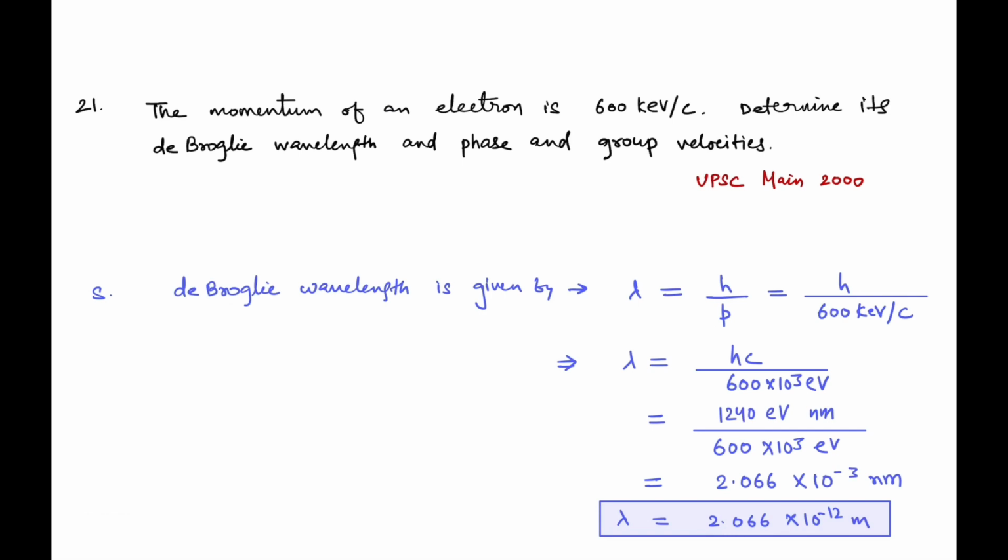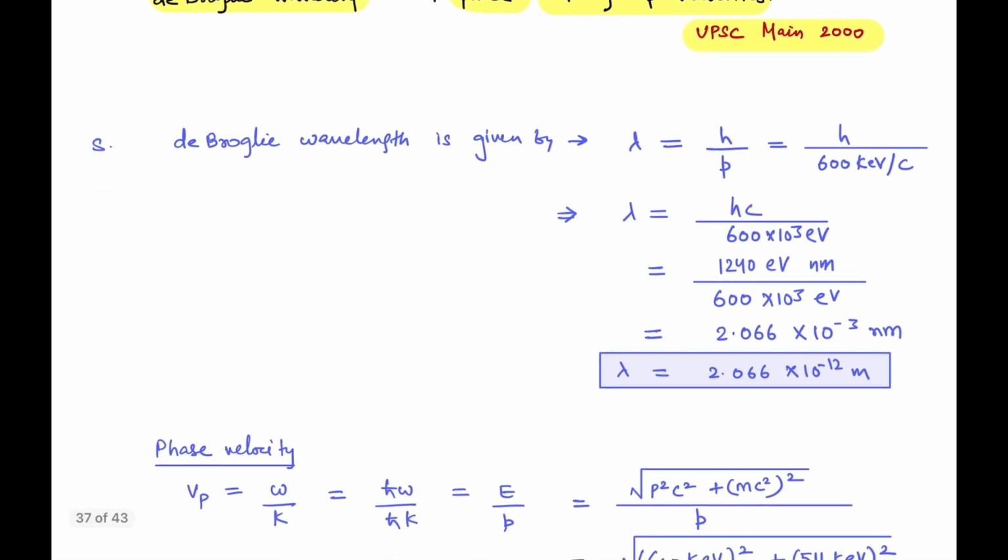Now we have the next question, another PYQ. The momentum of an electron is 600 kilo electron volt per speed of light. That is the way to write the momentum expression in terms of c, the speed of light. We need to determine its de Broglie wavelength, phase and group velocity. The de Broglie wavelength is pretty simple: lambda is h by p, and momentum is 600 kilo electron volt divided by c. You can directly calculate it to get 2.066 multiplied by 10 to the power minus 12 meter.